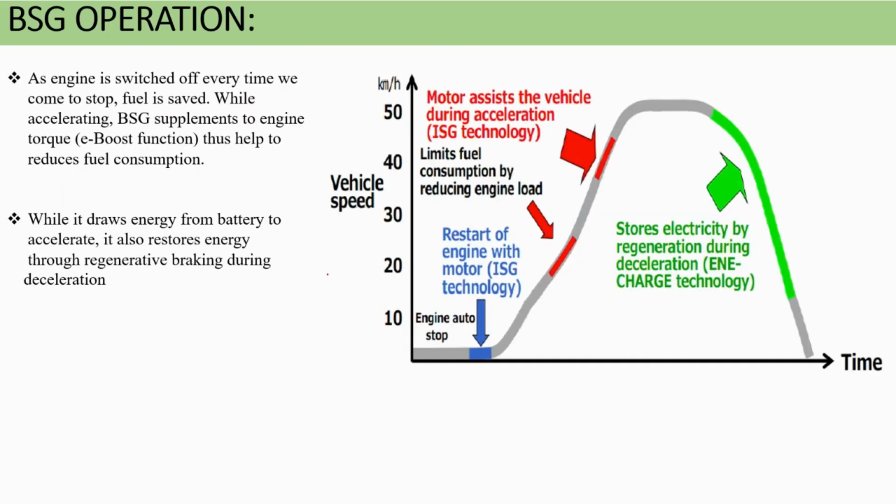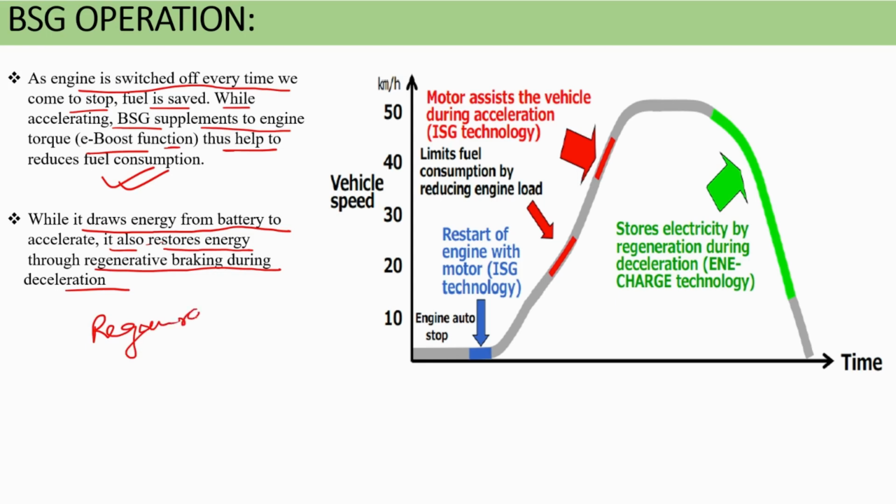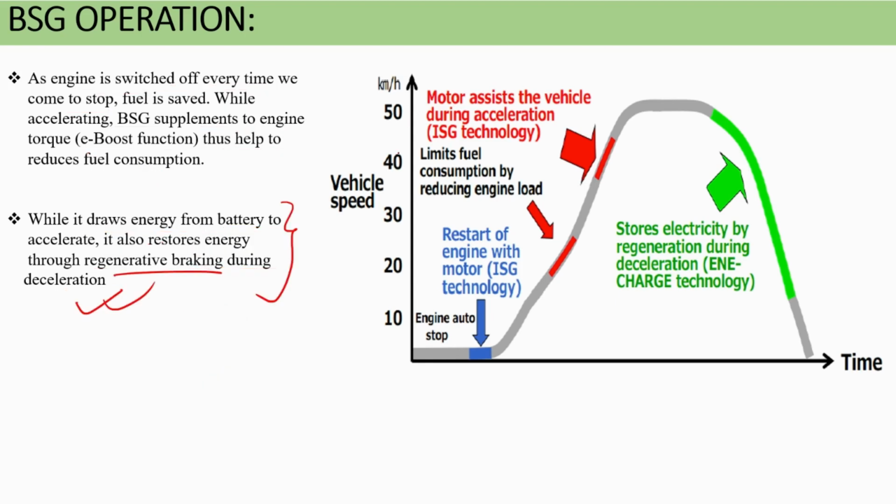Going forward, the BSG operation is explained. The engine is switched off every time we come to a stop and fuel is saved, while accelerating the BSG supplements the engine torque, and this e-boost function helps reduce fuel consumption. While it draws energy from the battery to accelerate, it also restores energy through regenerative braking during deceleration. If you don't know regenerative braking, just comment below. Regenerative braking is nothing but recovering the kinetic energy during braking.